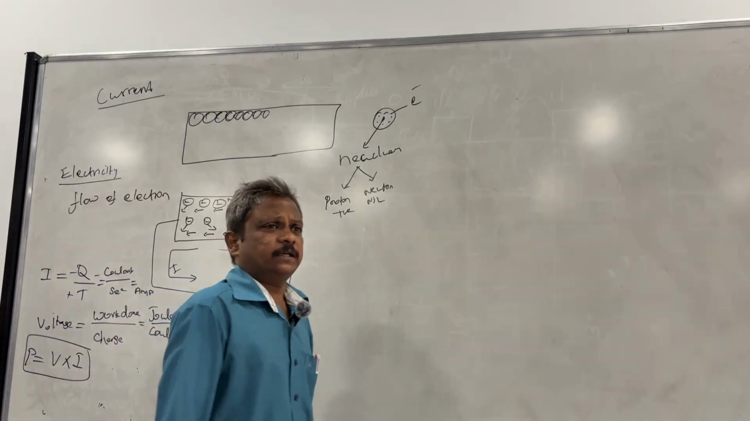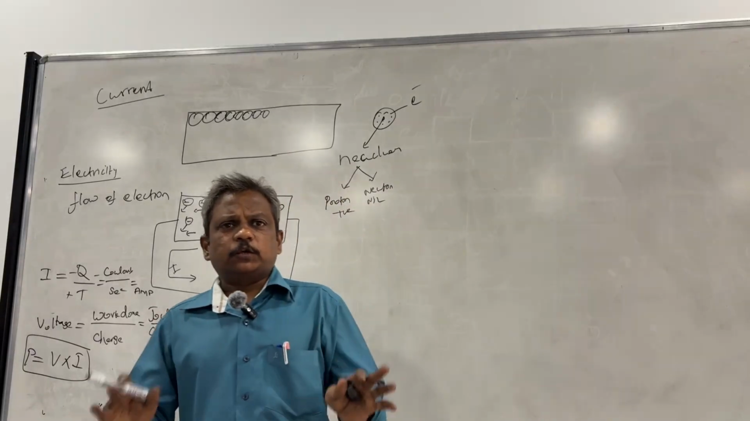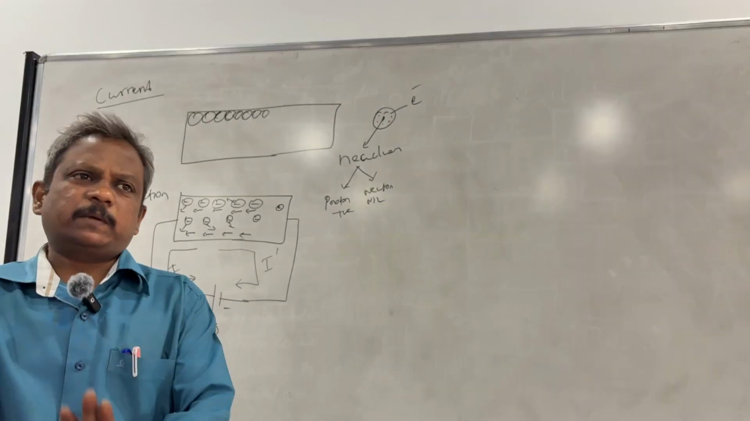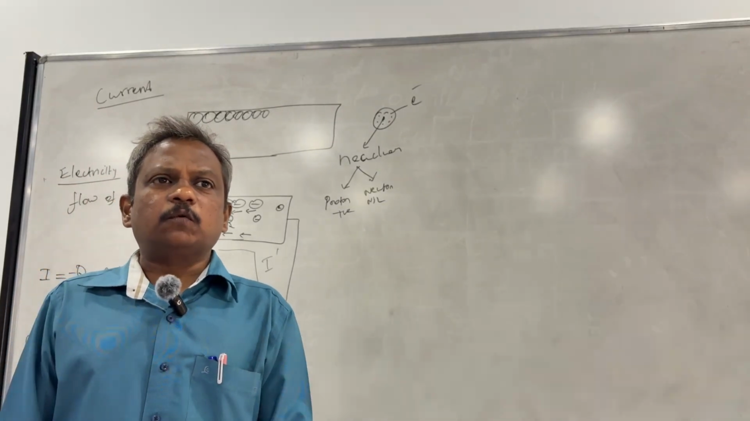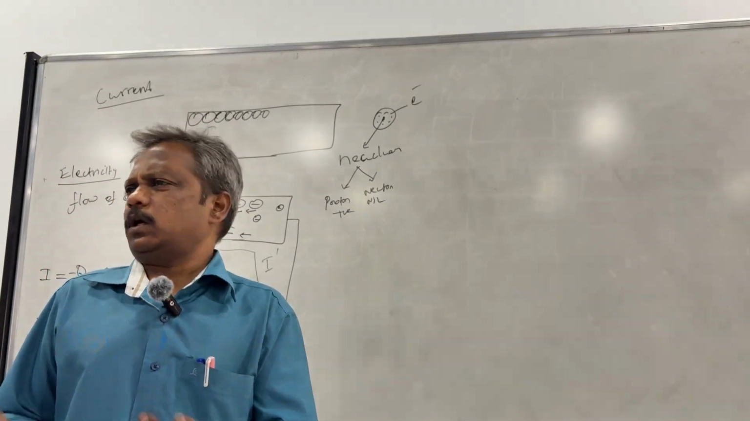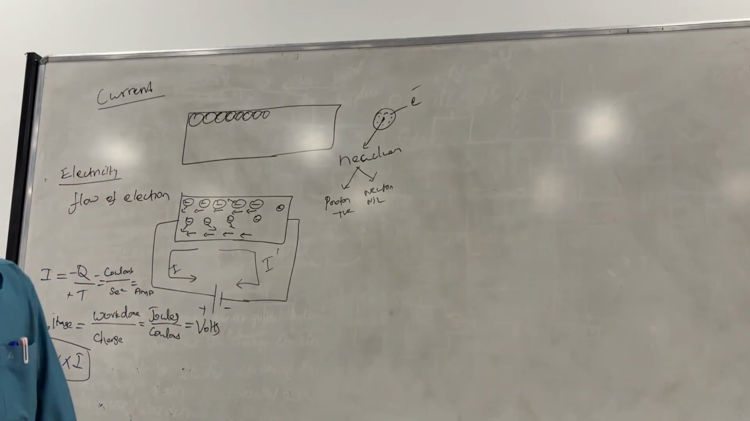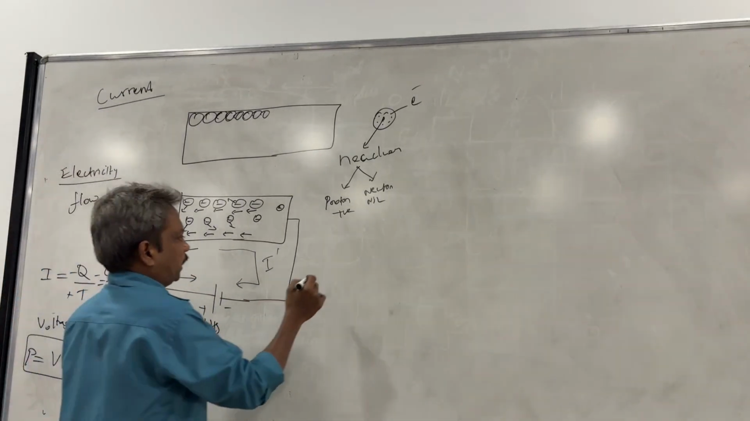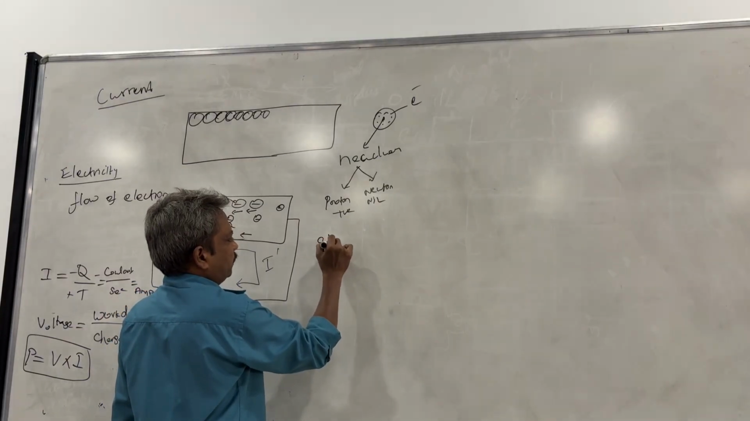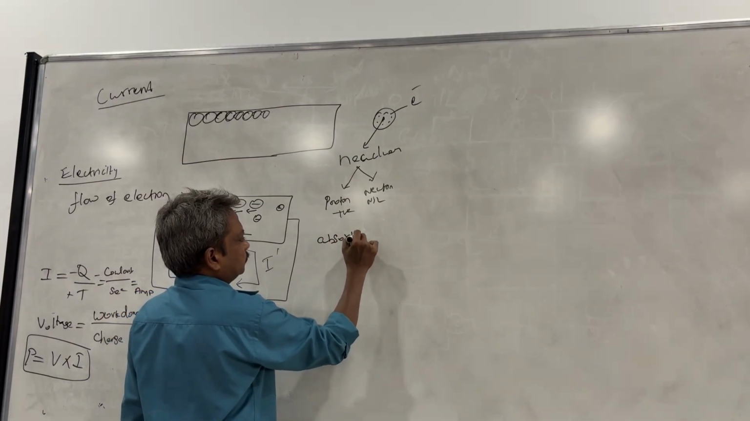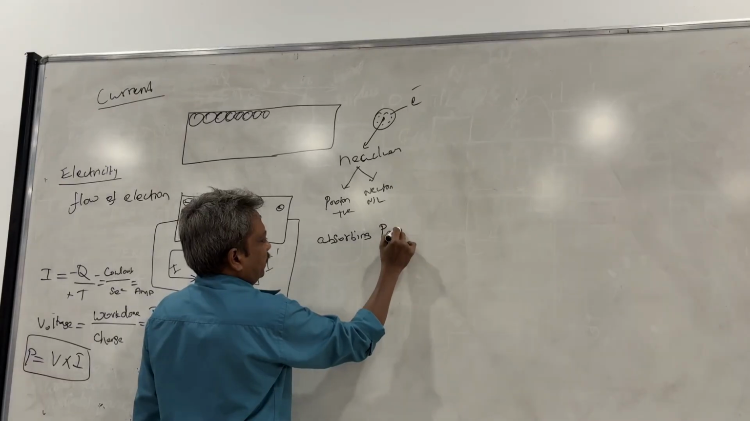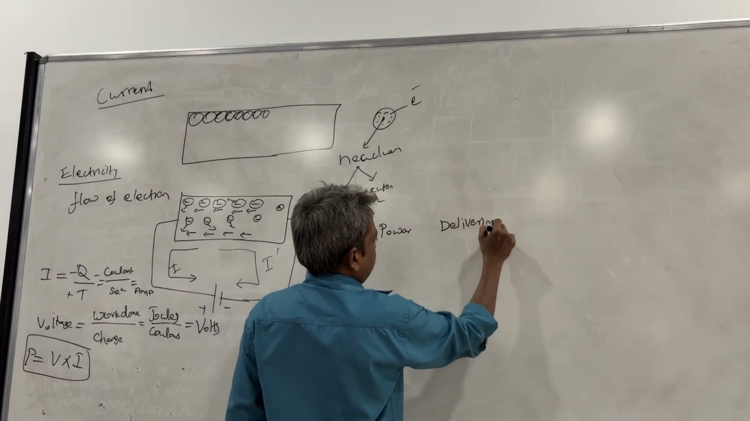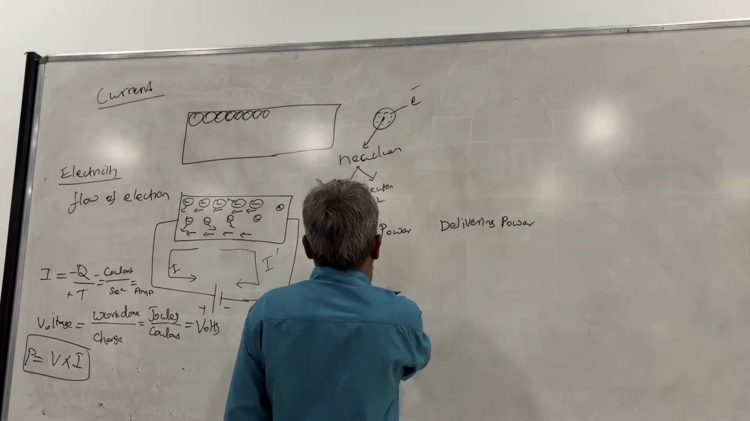As I already mentioned, in any circuit there are two types of powers, delivering power and absorbing power. In any circuit, we calculate delivering power equal to absorbing power. We have to calculate like this, or we will generate equations like that. What is delivering power and what is absorbing power? How to identify? Absorbing, delivering.